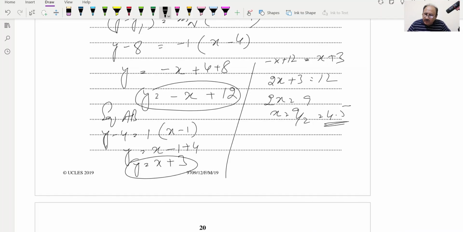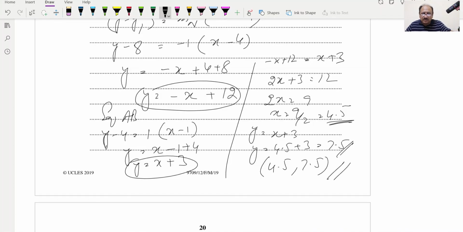And this 4.5 x value we can replace in equation y is equal to x plus 3, and y will be equal to 4.5 plus 3, which is equal to 7.5. So our point will be, x will be 4.5 and y will be 7.5. This will be the final answer which we were required. With this one we are done with the paper.